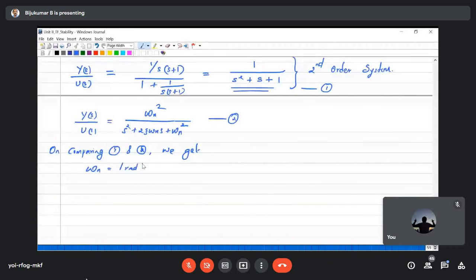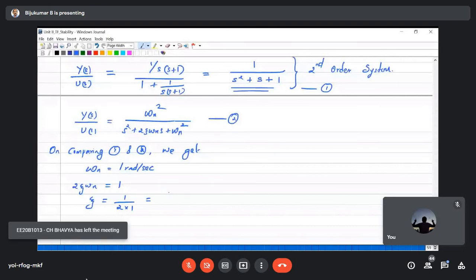And in order to find zeta, you compare these two. 2 zeta omega n is also 1. From this you can find zeta is equal to 1 divided by 2 omega n. Omega n is 1, so zeta equals 0.5.